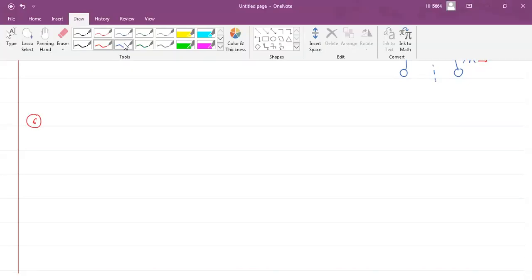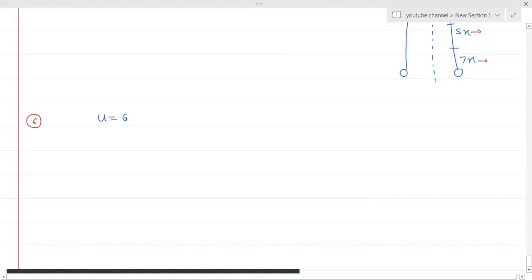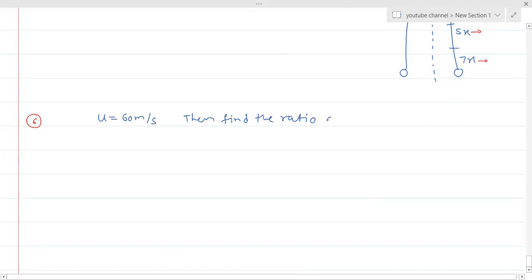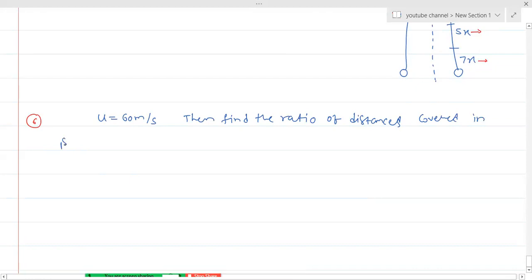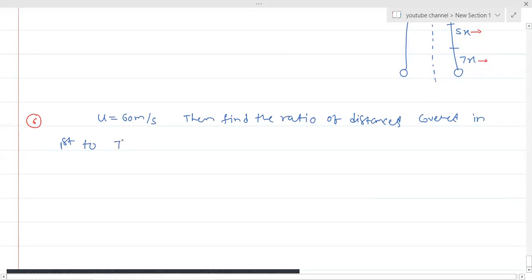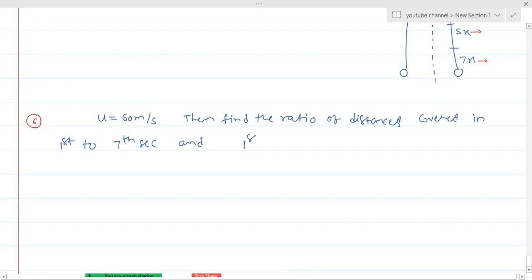For example, I'm taking a simple problem. If a body is projected with a velocity 60 meters per second, then find the ratio of distances covered in first second to 7th second and first second to 11th second.